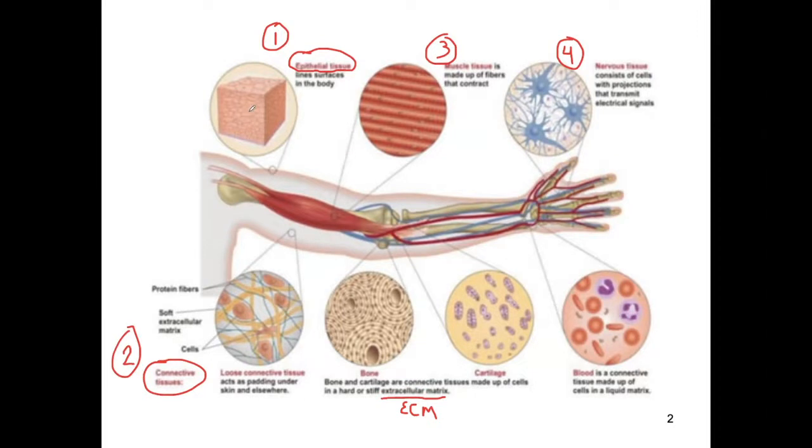Epithelial tissue, number 1. Number 2, connective tissue. Number 3, muscle tissue. This is one example, the biceps. And then neural tissue over here, number 4, like different nerves. And under connective tissue, it shows four different subcategories: bone, cartilage, blood, and loose connective tissue. Now, I'm not really getting into much detail just yet, just showing the significance of the four different types of tissues and that they can be found everywhere within the human body.